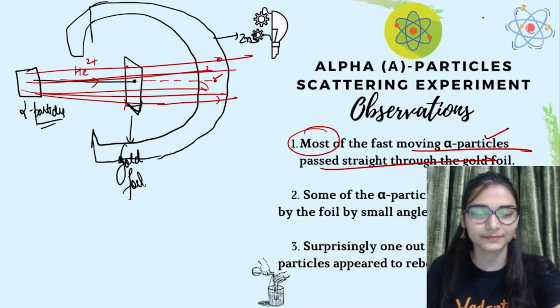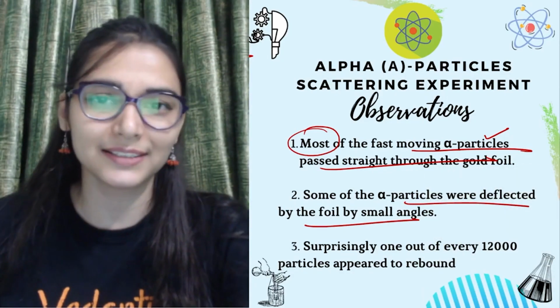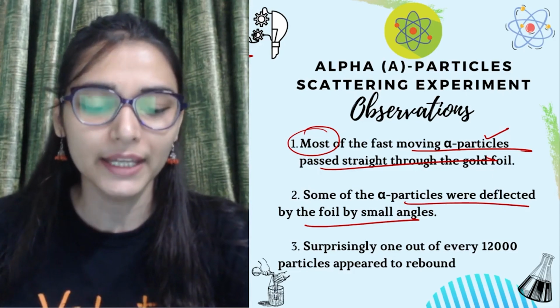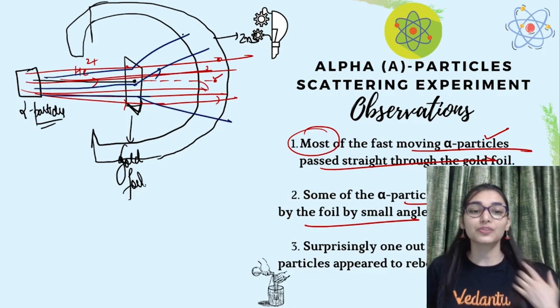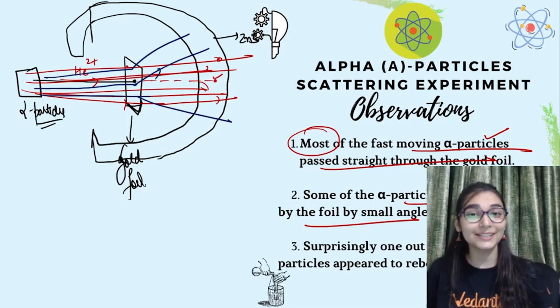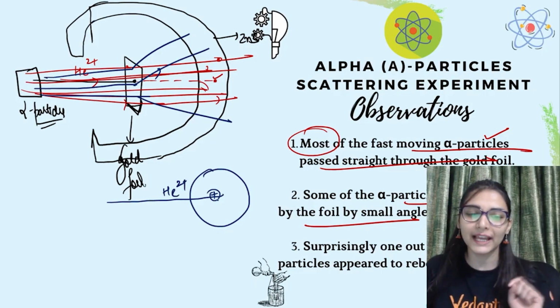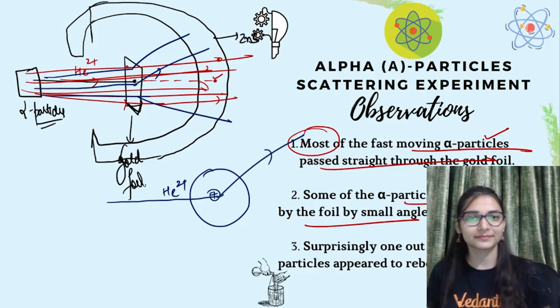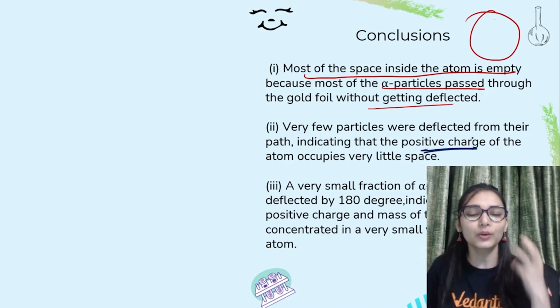Second point, some of the alpha particles were deflected by small angles. Some deflections were observed, like if this alpha particle is coming, hitting here, and then getting repelled like that. It came here, deflection happened. Some alpha rays were deflected. It means that some positively charged body is present inside the atom. There must be something positive, otherwise when these positive helium rays come and collide, there is immediate repulsion. So this point told us that there is some positive charge in the atom.